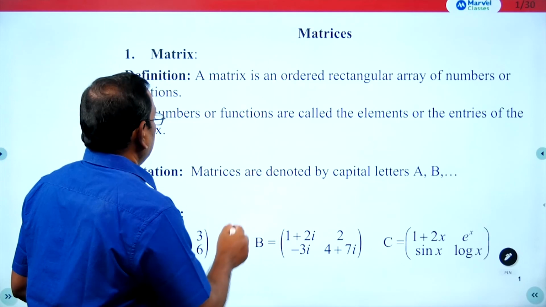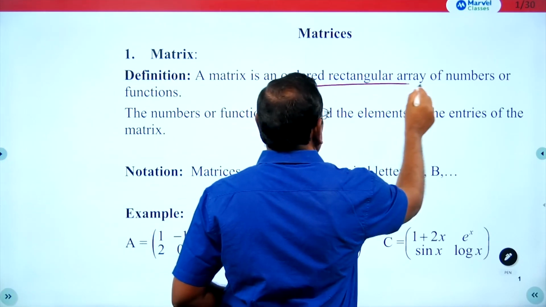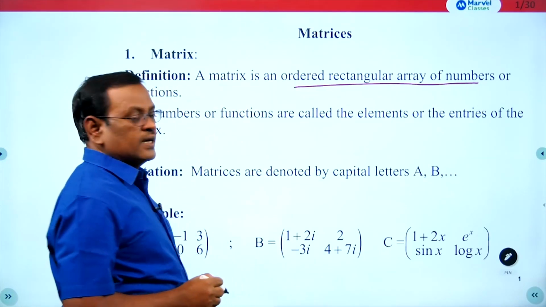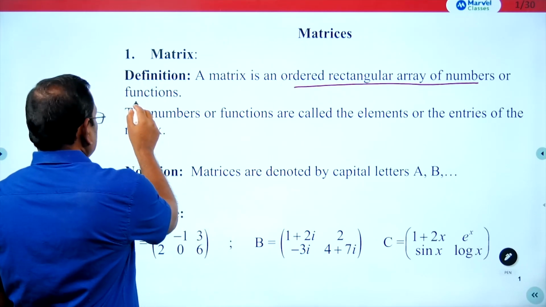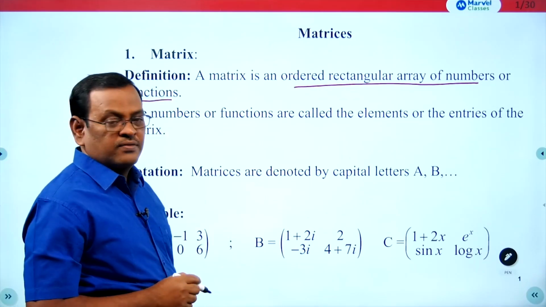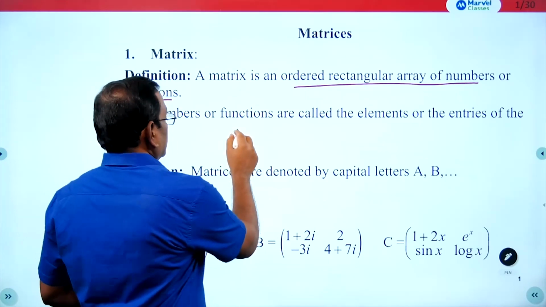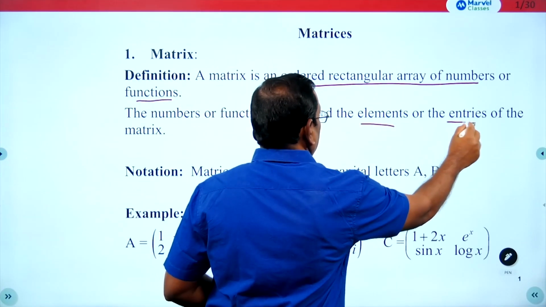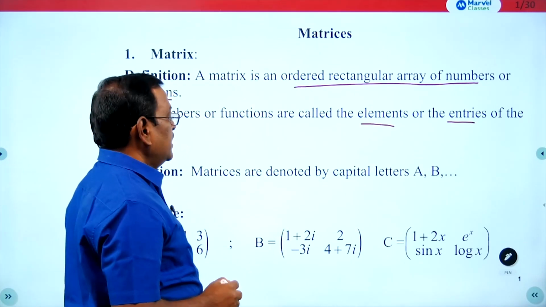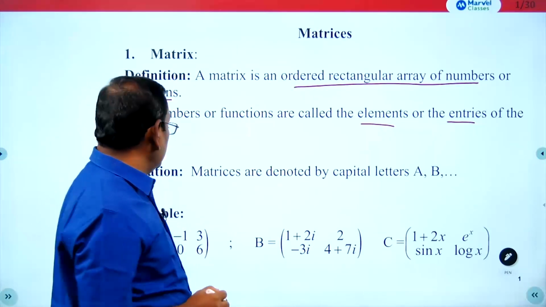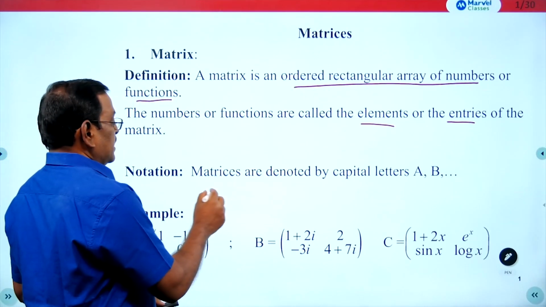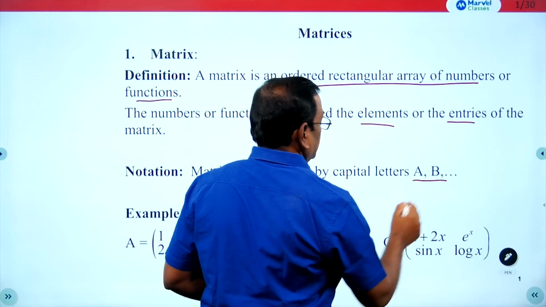Matrix definition: a matrix is an ordered rectangular array of numbers or functions. The numbers or functions are called elements or entries of the matrix. The notation of a matrix is capital letters A, B, C, like that.